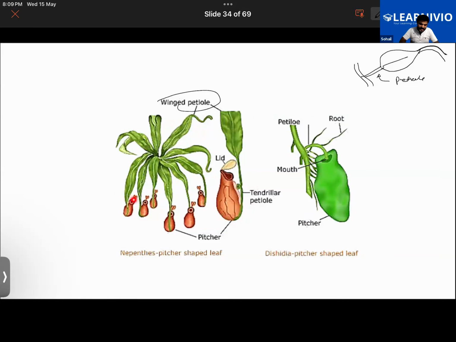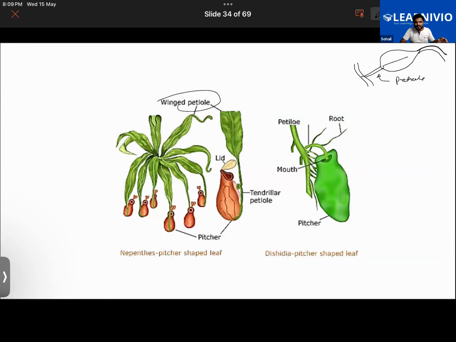So look at this plant over here. This petiole is a winged petiole. This one over here is a tendrillar petiole. A winged petiole is a petiole from which pitchers are not hanging, and a tendrillar petiole is a petiole from which the pitcher is hanging. Yes, that is the case.